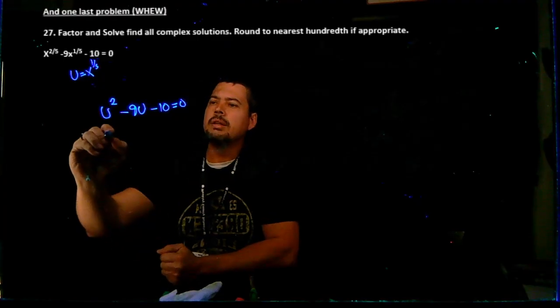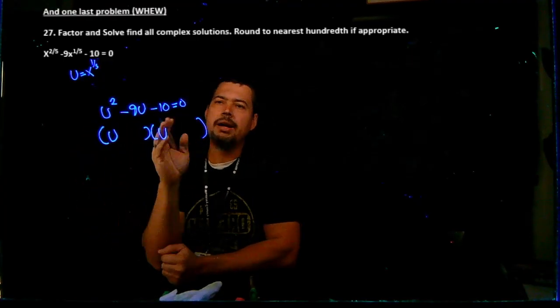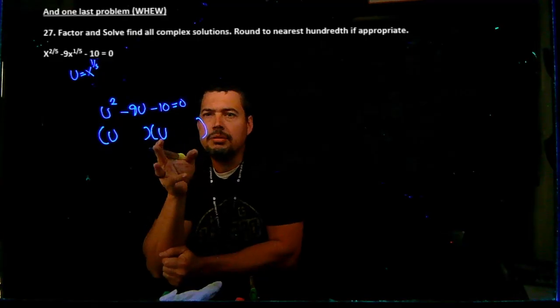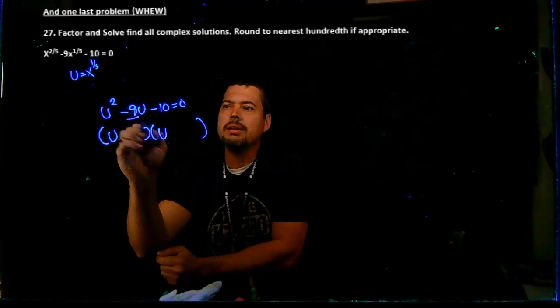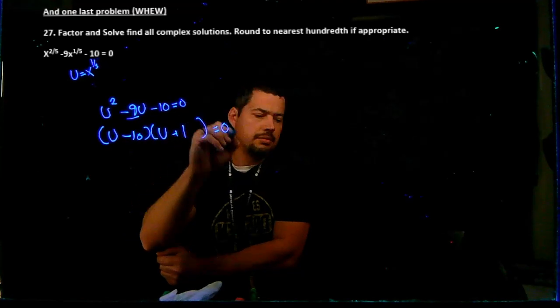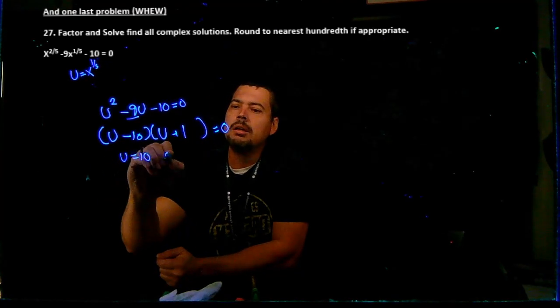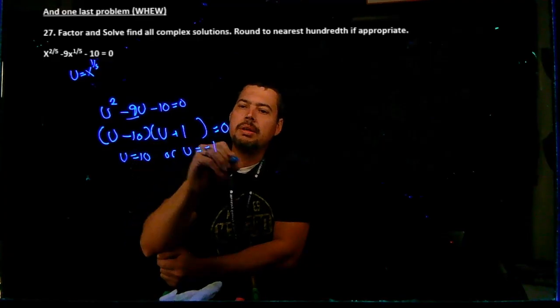To make a U squared, it takes a U and a U. Factors of 10 can be 2 and 5 or 1 and 10, but you got a negative 9. So you need minus 10 and plus 1. Still get to use the zero product property. By ZPP, U is 10 or U is negative 1.